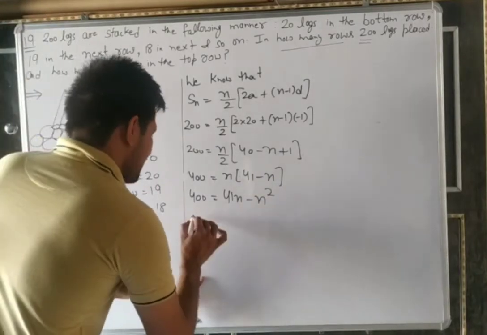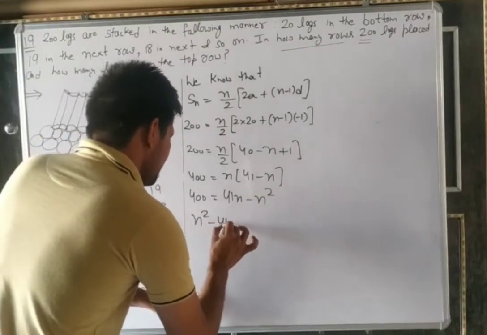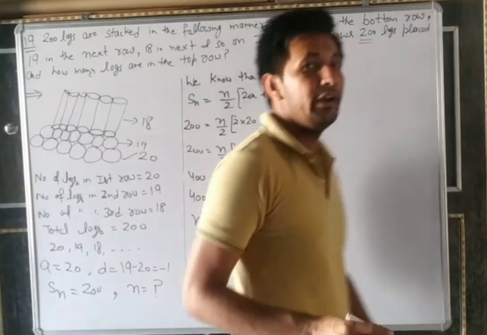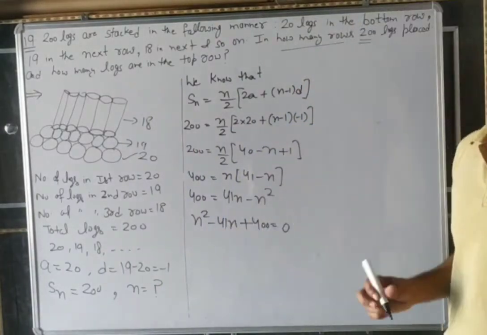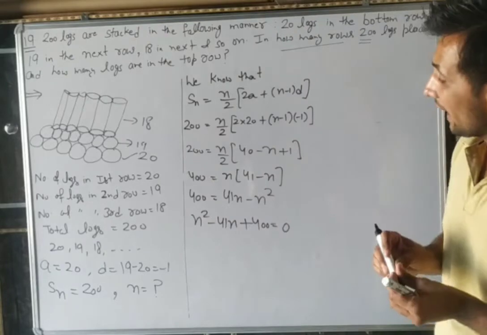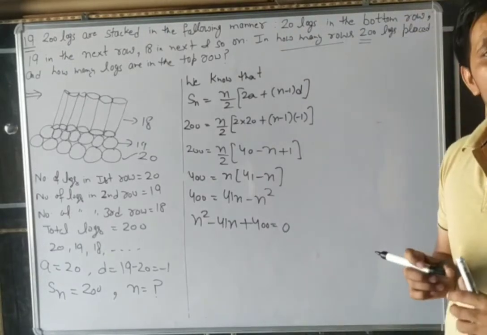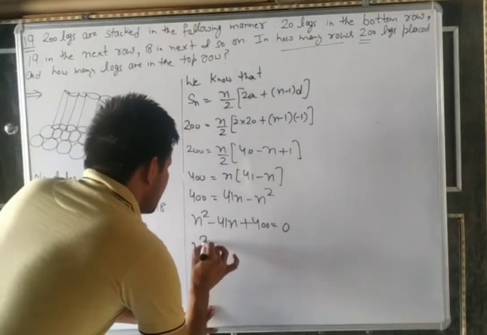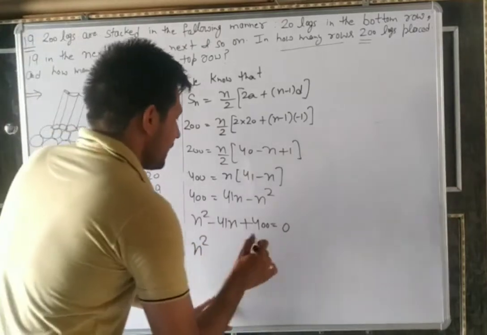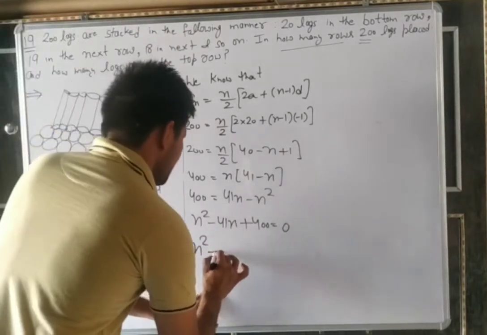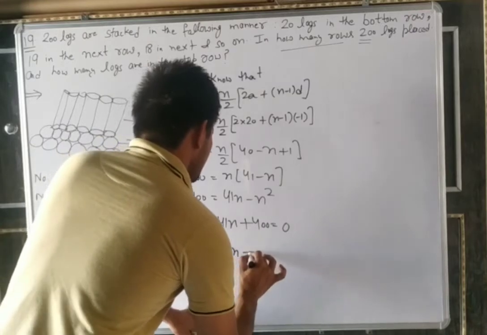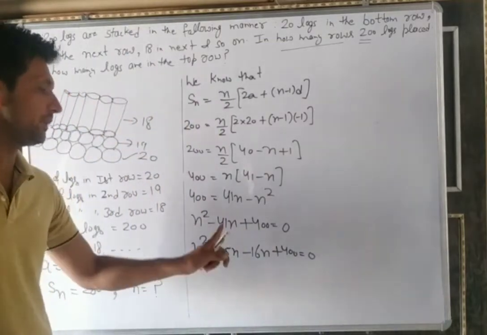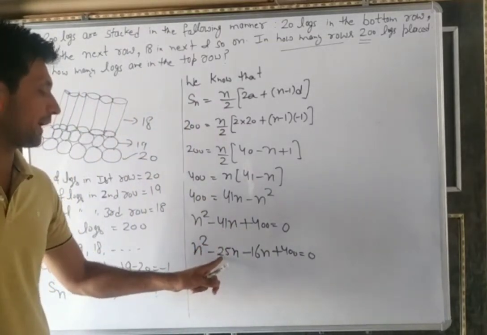Minus n square, moving to the other side, 41n also becomes negative, plus 400 equal to 0. So it means we have to find its roots, the n value. We can find it either by splitting the middle term or by the quadratic formula. n square, the sum of two numbers is 41 and the product is 400. So it becomes minus 25n minus 16n plus 400 equal to 0. 25 plus 16 is 41, and the product, negative into negative, positive.